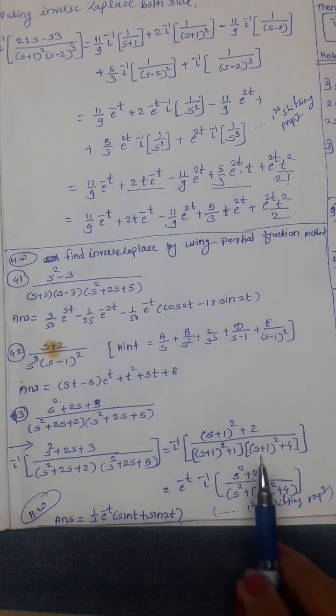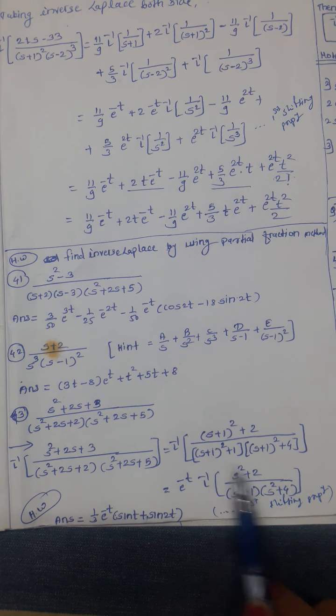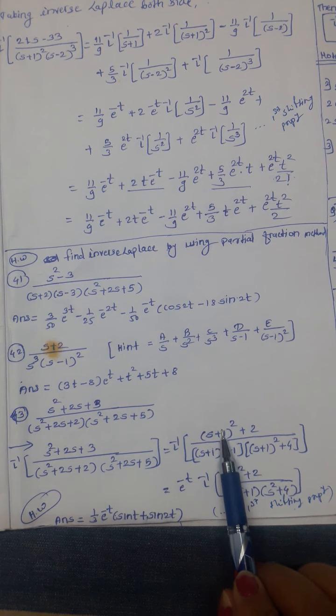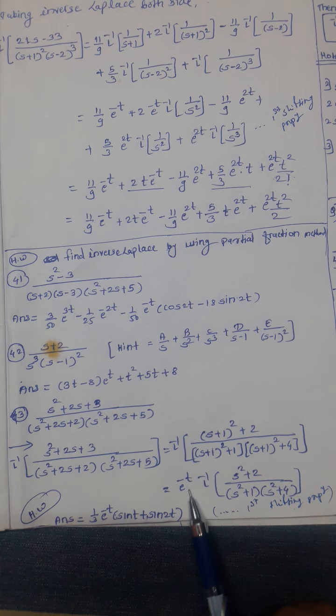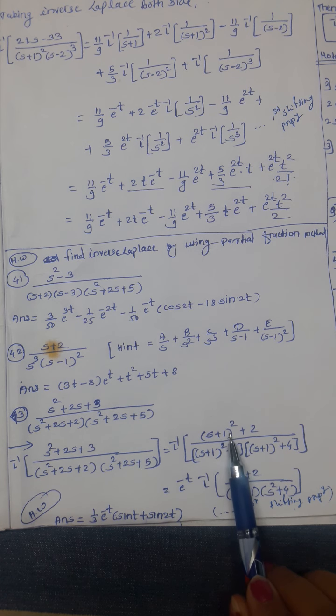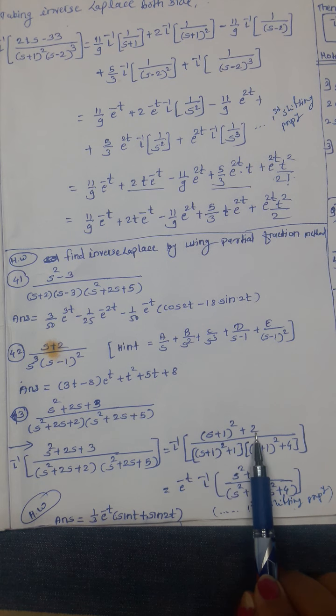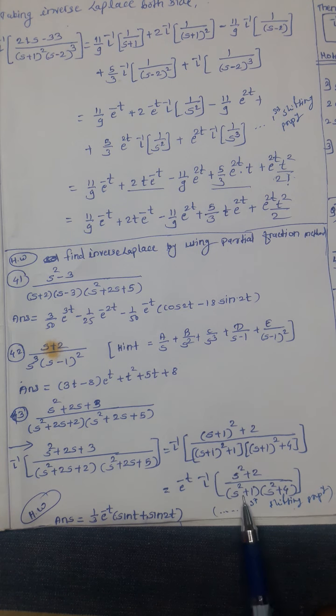Okay, now there are these 3 factors: in the numerator 1, in the denominator 2 factors. You can use the first shifting property, since wherever s is there, s plus 1 is there. Take the plus 1 outside by using exponential e raised to the opposite of that, minus t. And L inverse as it is; we just delete this plus 1 from each bracket. We get here s square plus 2 in the numerator, and in the denominator s square plus 1, s square plus 4.